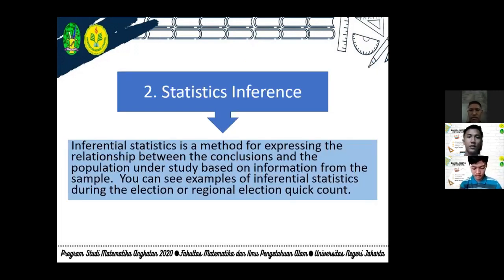Two, inferential statistic. Inferential statistic is a method for expressing the relationship between the conclusion and the population under study based on information from the sample. You can see an example of inferential statistic during the election or regional election quick count.